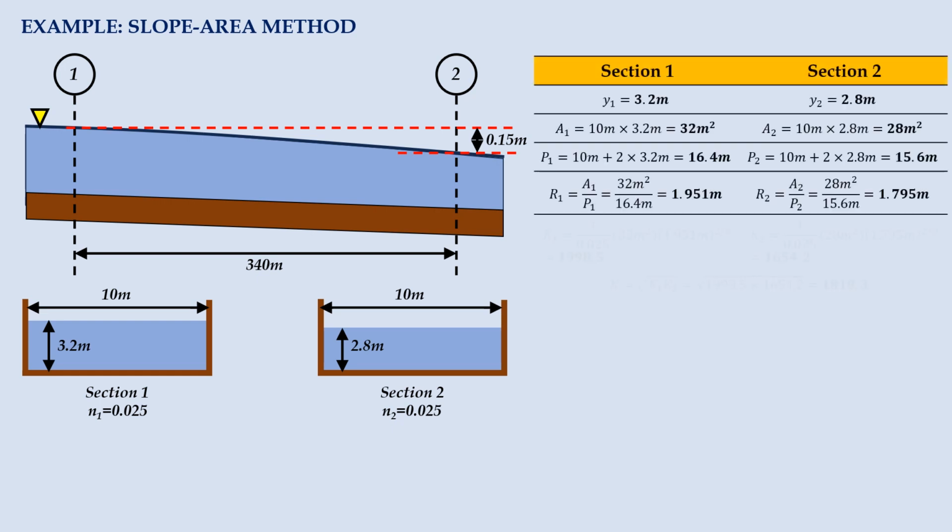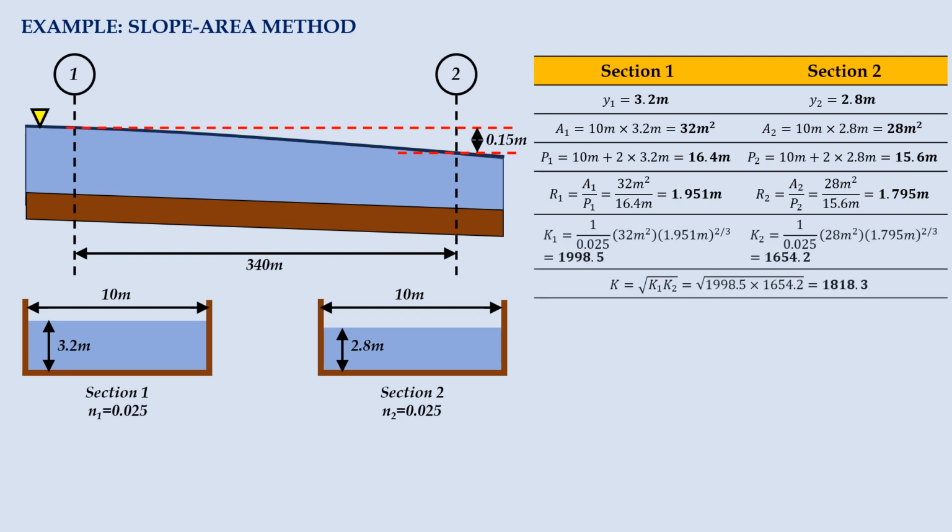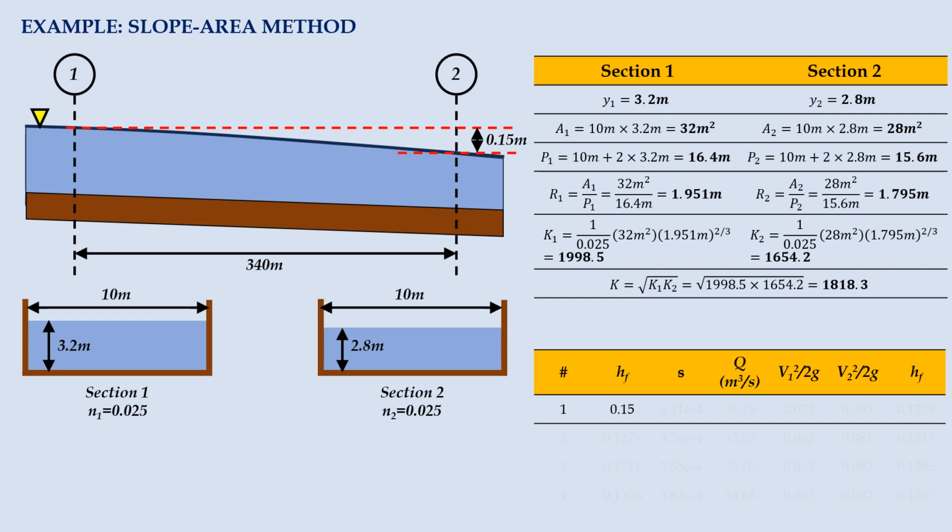First, for points 1 and 2, we need to calculate the cross-sectional area, wetted perimeter, and hydraulic radius of flow. With these values, we can then proceed with the determination of conveyance. For subsequent steps, we will use the average conveyance. For uniform flow cross-section, eddy loss should be taken as 0. For our first trial, the head loss is assumed equal to the fall, which is 0.15 meter.